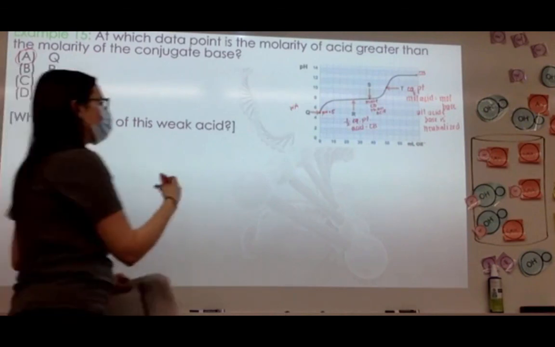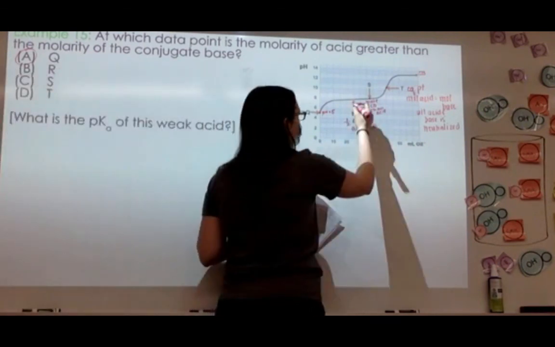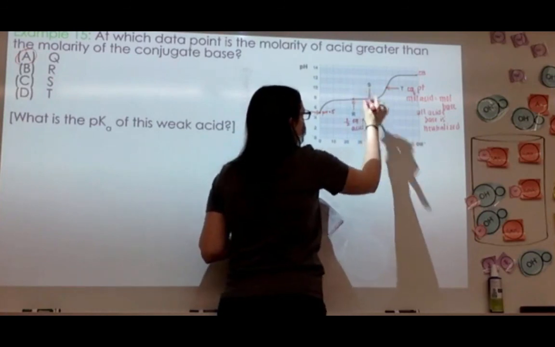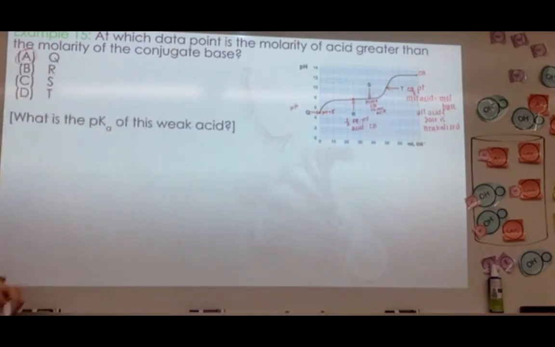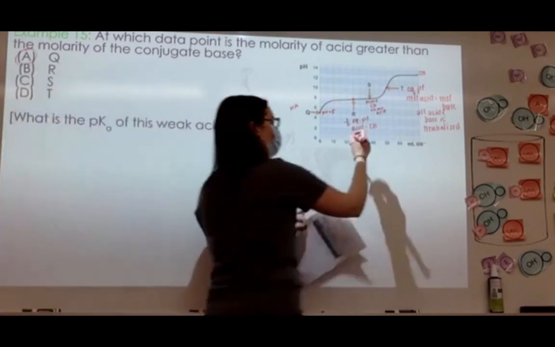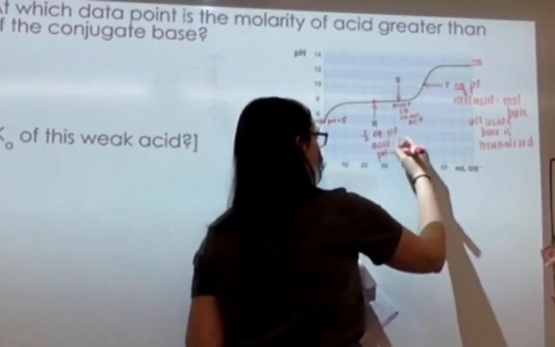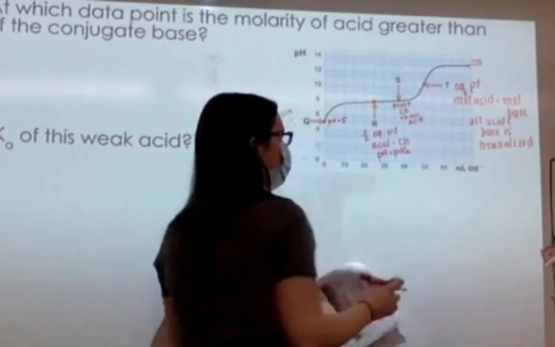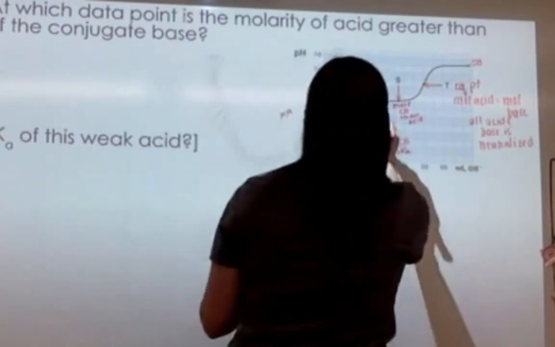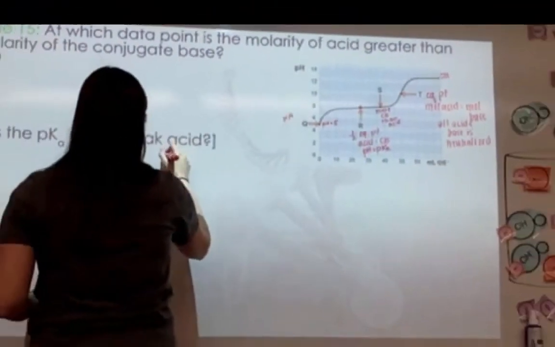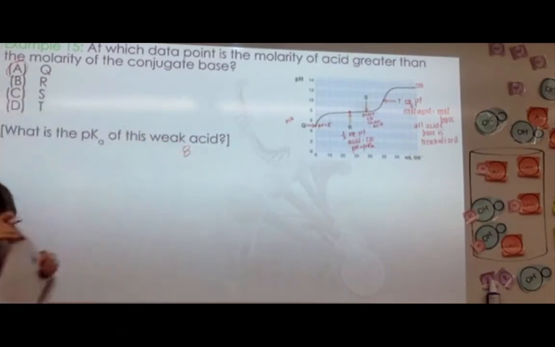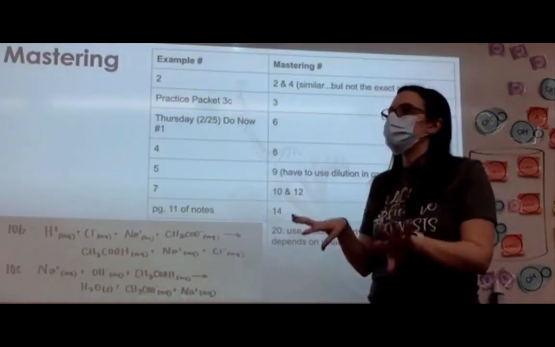And then a quick question here, what's the pKa? Remember, you can figure out the pKa using the half equivalence point. At the half equivalence point, pH equals pKa. So the pH here is about 8. pKa is about 8.